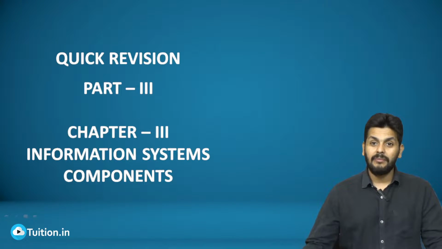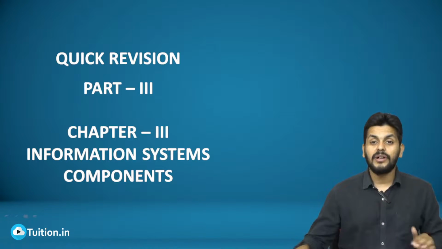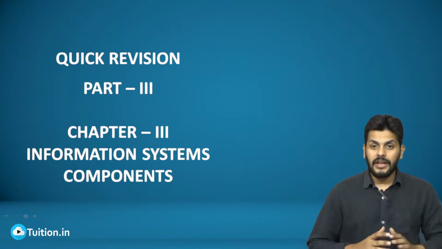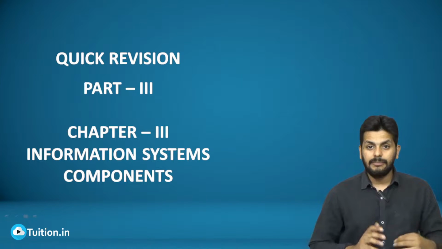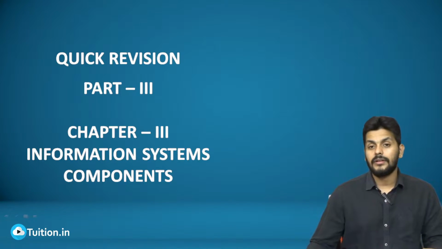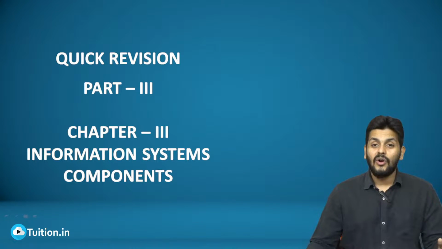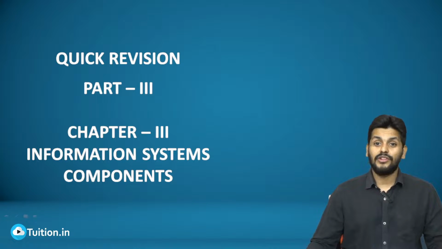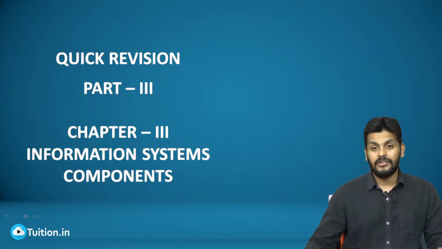In this video, we will be taking through chapter number 3. Chapter 3 is a very extensive chapter dealing with 3 parts. Part 1 deals with all the information system components. Part 2 deals with all the information system controls. And part 3 deals with miscellaneous concepts and audit, information system audit.